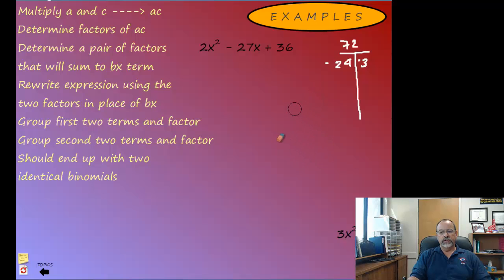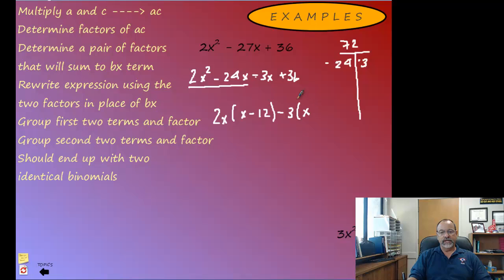Okay? So once we've done that, we'll go ahead and rewrite this expression using those numbers. So I'm going to do minus 24x and a minus 3x. Okay? Then I'm going to look at these two and factor out what's common. So I can factor out 2x. So that's going to leave me x minus 12. I get a minus sign, so it's going to be minus 3, which is common. So x, and again, this one's going to be changed from plus to minus because the negative sign came outside. So as I see, I have binomials that are the same, so I can factor those out.